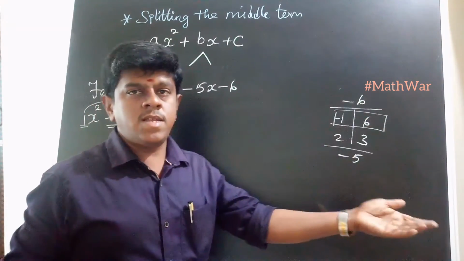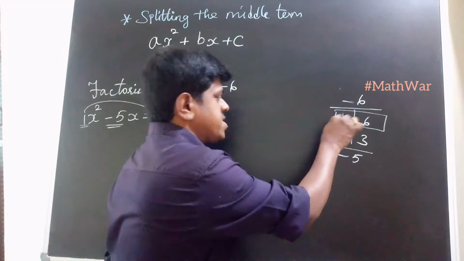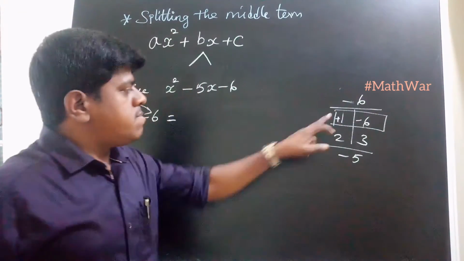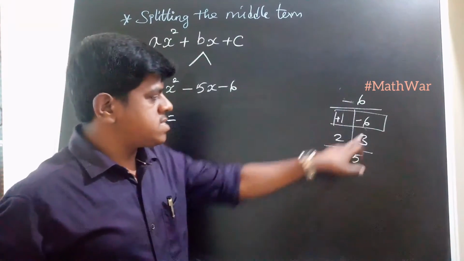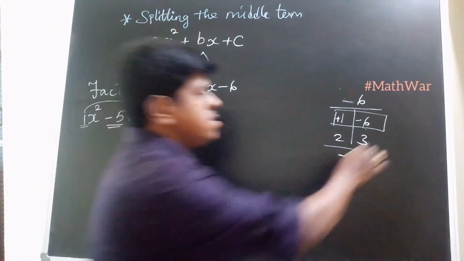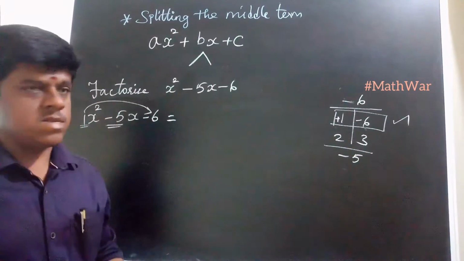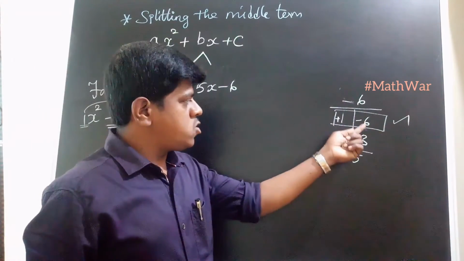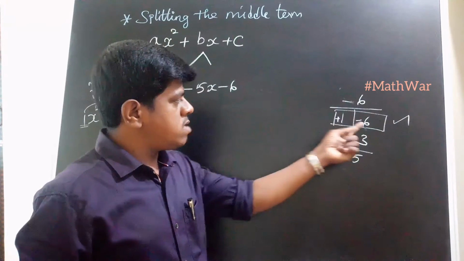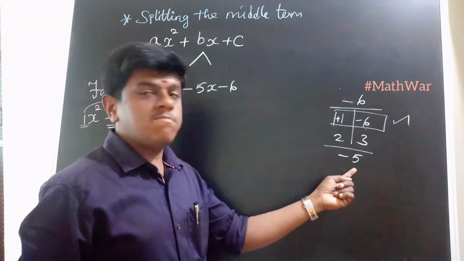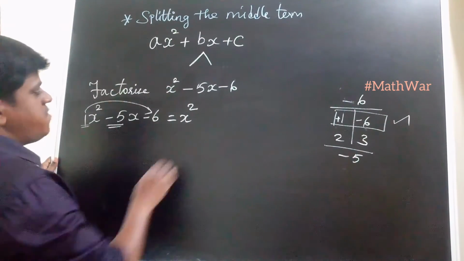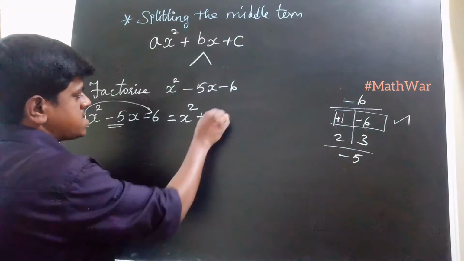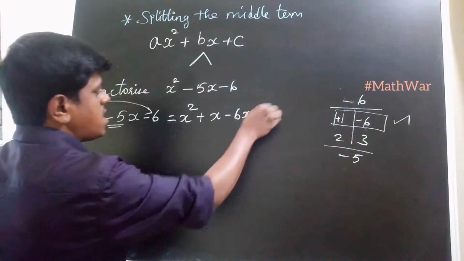So we have to try the other way. So let it be plus here and let it be minus here. Plus 1 into minus 6 will become minus 6. Plus 1 plus minus 6, here minus 5 will be there. So these are the two correct factors. You can see plus 1 into minus 6 and plus 1 plus minus 6, the answer is minus 5. So x square minus 5x minus 6 can be split as x square plus x minus 6x minus 6.